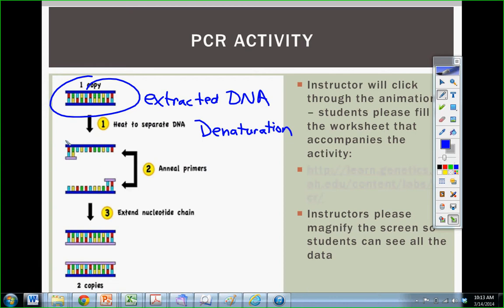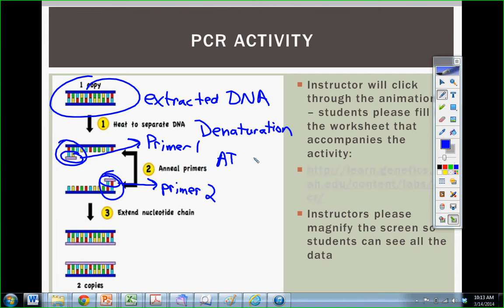What are these that I added right here? Who can remember what these are? Those are primers. This purple part is a primer. This is primer 2, and this right here is primer 1. Primer 1 is going to attach on the front end. Primer 2 is going to attach on the back end. Because these are the corresponding complementary base pairs, A-T, G-C. And then we're going to extend that nucleotide chain.